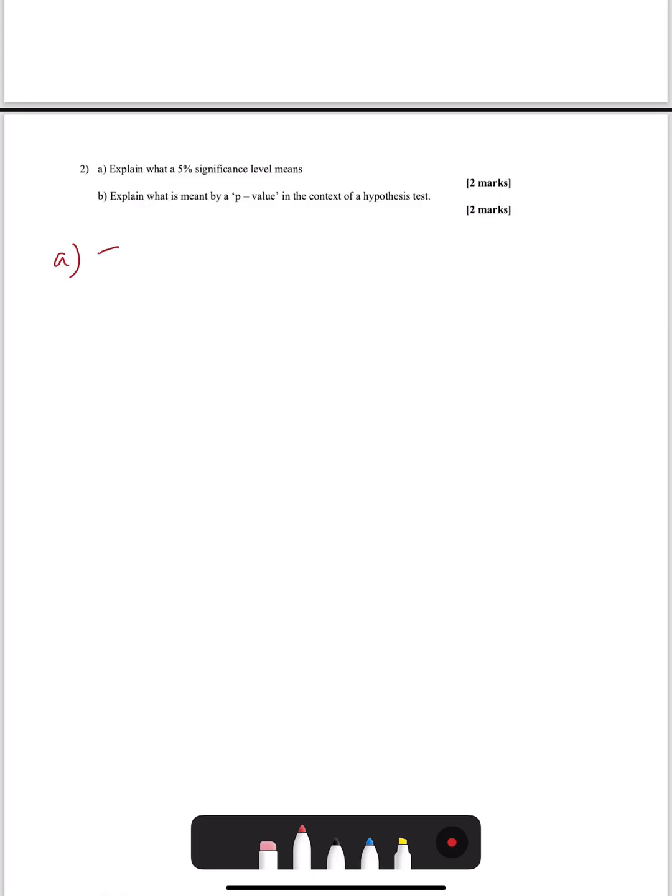It's the probability of rejecting the null hypothesis when the null hypothesis is true.